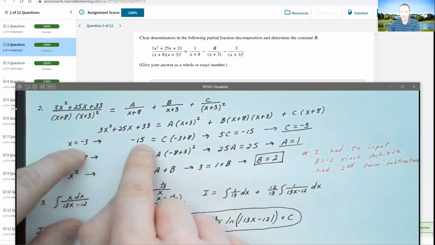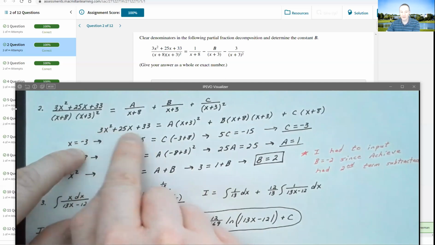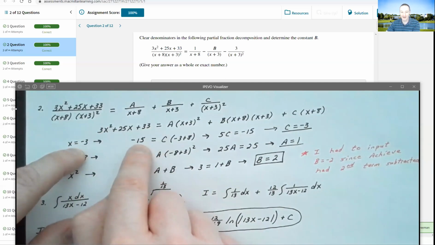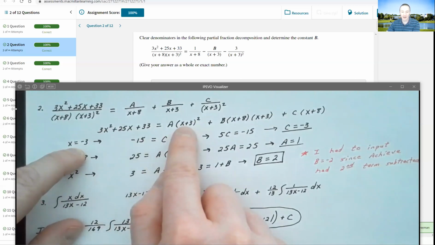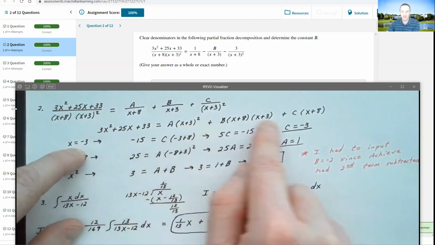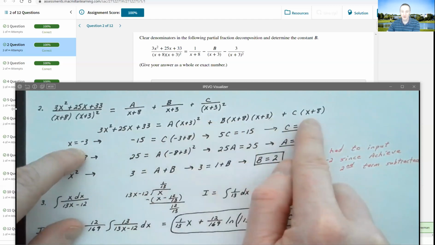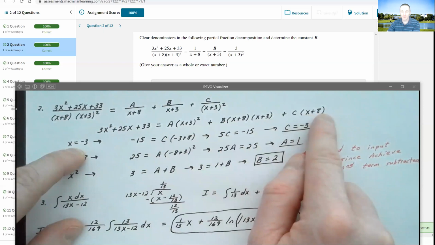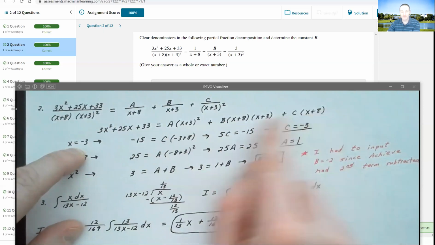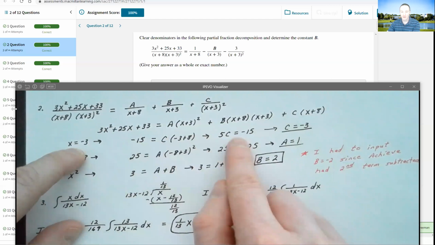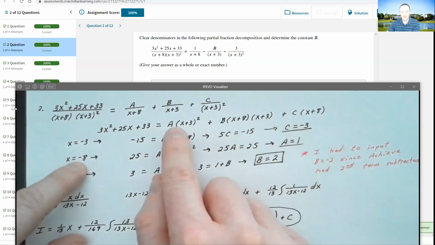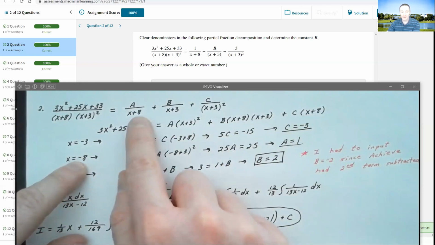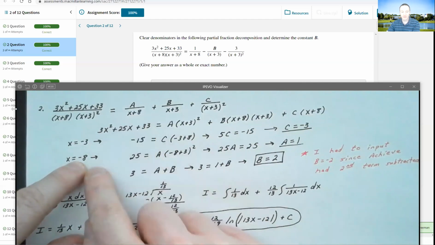When you let x equal negative 3, plug a negative 3 into that polynomial, and you'll get a negative 15. Plug a negative 3 into the right-hand side, the a gets multiplied by 0, the b gets multiplied by 0. You'll only have c times negative 3 plus 8. We know that's going to be 5c is negative 15. Thus, I can say that c is going to equal negative 3. Now that I've solved for c, I can go in and solve for a if I let x equal negative 8.